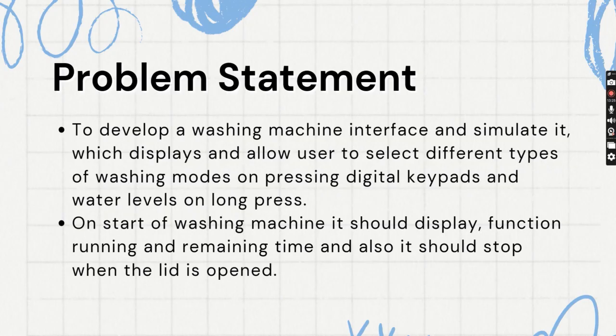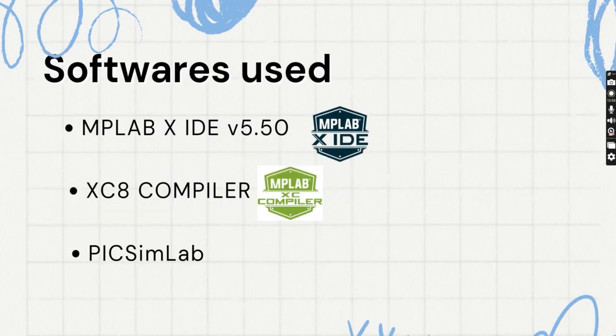The problem statement of our project is to develop a washing machine interface and simulate it, which displays and allows the user to select different types of washing modes by pressing digital keypads, according to the water level on the long presses. Whenever we start the washing machine, it should display the functions running and the remaining time left, and it should also stop when the lid is open, and it will alarm us through a buzzer.